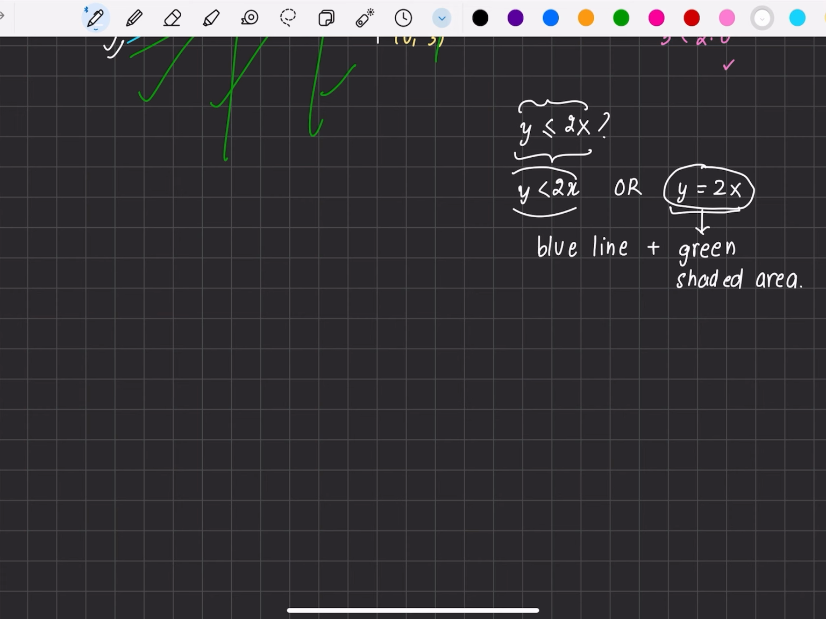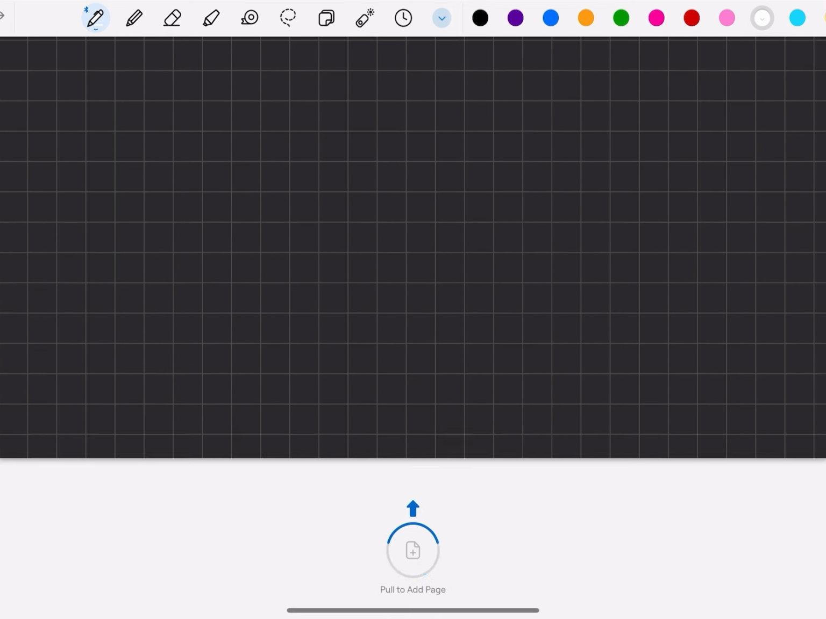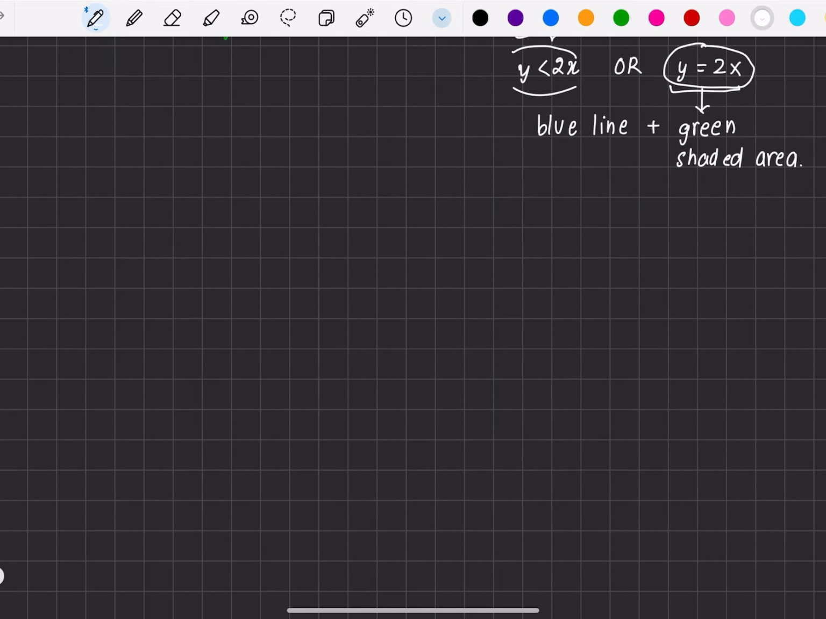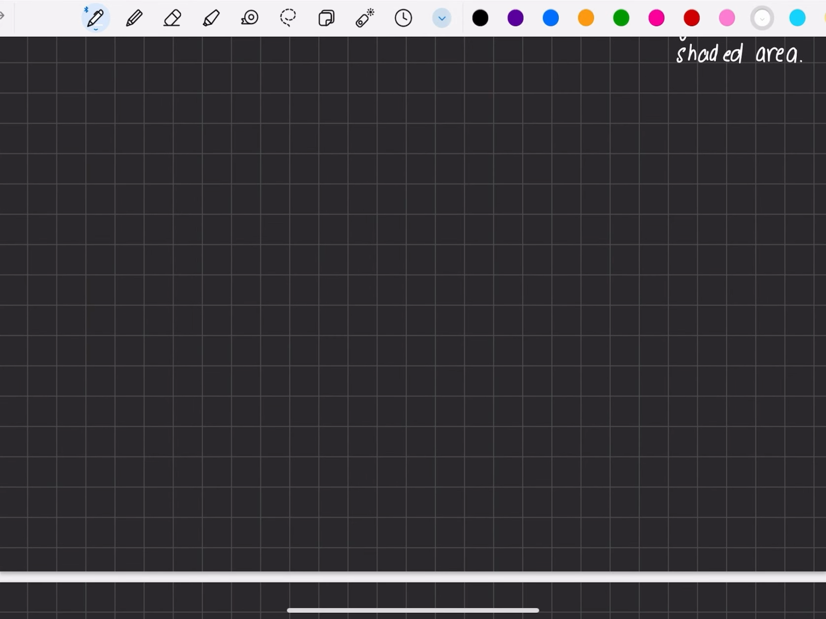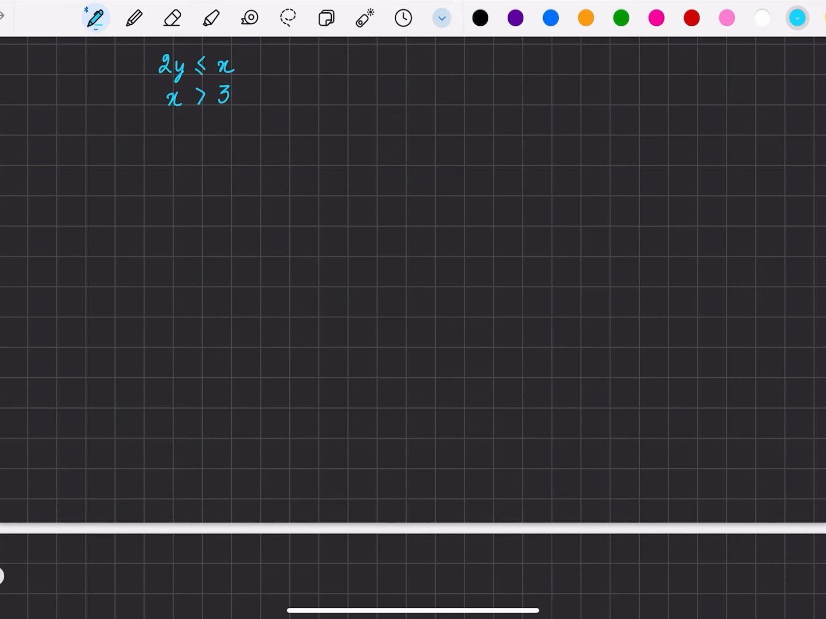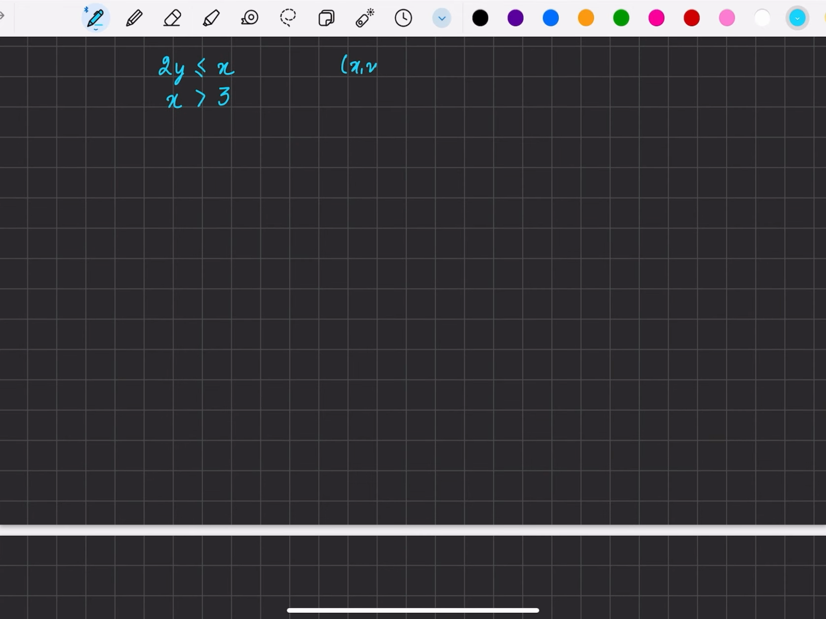Okay, so I'm assuming that you guys don't have any questions. Let's make this a little more complicated. Let's try to solve two inequalities in one graph. Let's pick 2y less than or equal to x, and let's say x is greater than 3. We have to find all the solutions of (x, y) that satisfy these inequalities.